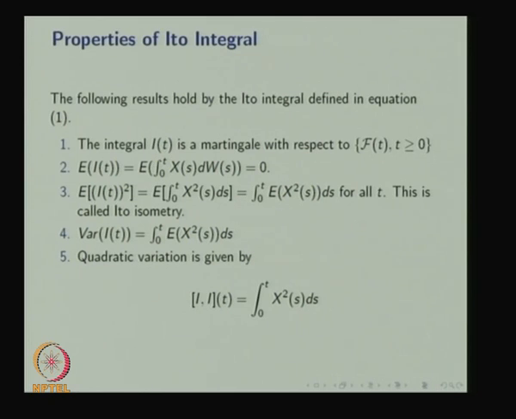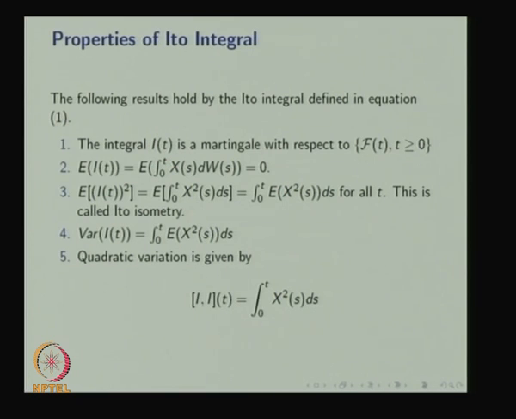The first property: the integral I_t is a martingale with respect to the filtration F_t. This is a very important property. If you have an Ito integral, that means the integrand is adapted and mean square integrable, and the Ito integral is a stochastic process, and that stochastic process has the martingale property with respect to the filtration F_t. With respect to the same filtration, the integrand is adapted also.